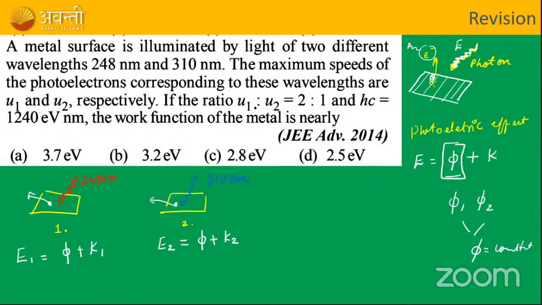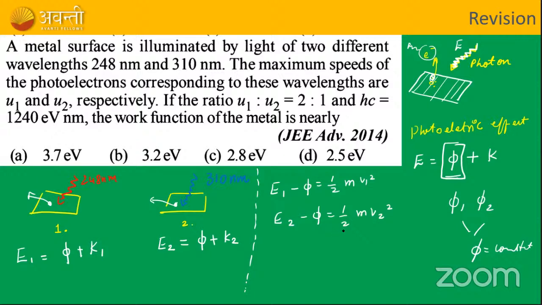They have given information about velocity, and they want us to find this work function phi. So we can do that. It's not a problem. How to do this is very simple. What I'm going to do now is E1 minus phi is equal to K1, rewriting the first equation. The second equation also I'll rewrite: E2 minus phi is equal to K2. And kinetic energy 1 will be written as half m v1 squared, and kinetic energy 2 will be written as half m v2 squared.